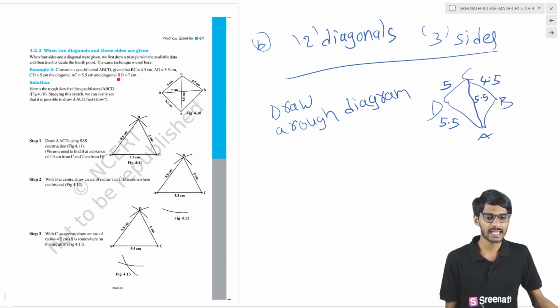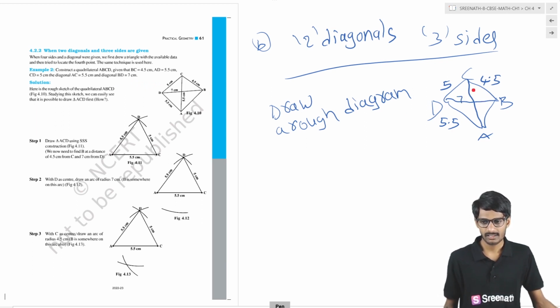And next, the diagonal BD. How much is that distance? BD is 7 centimeters. I will write it clearly so that you will not be confused. So this is 5.5 and this is 7. Okay, students, using this we have to draw the rough diagram.